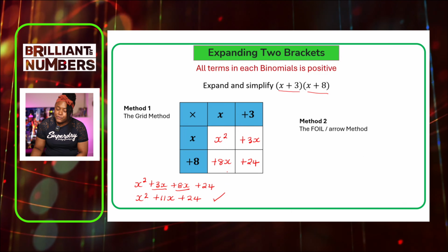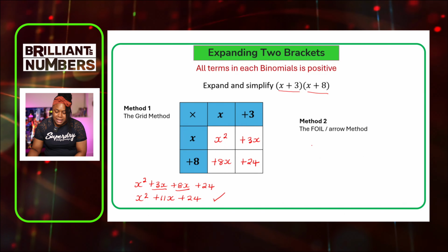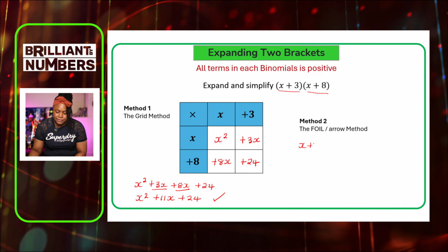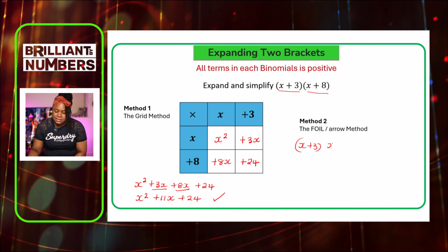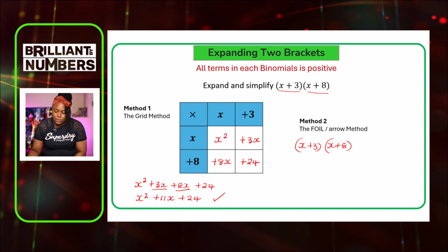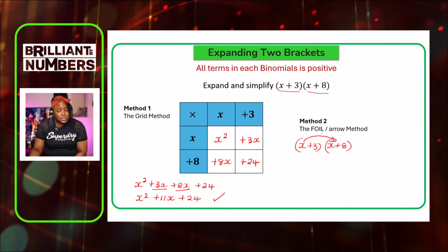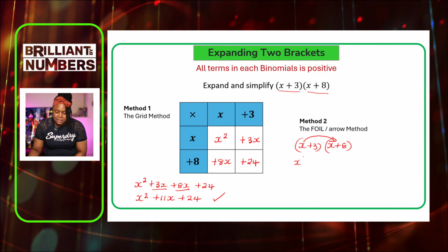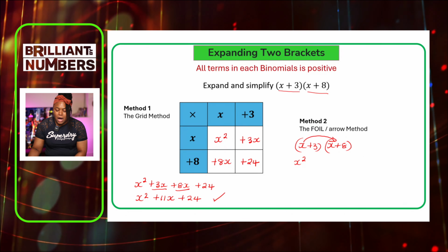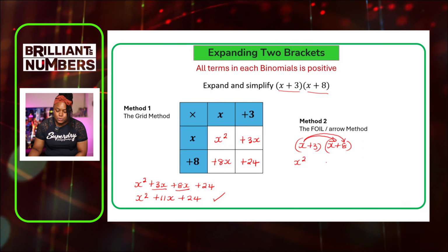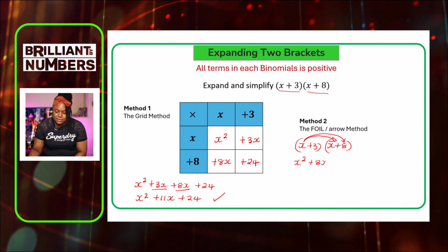Now on to the FOIL method. For the FOIL method, F means first. I'm going to do x add 3 and x add 8. I need to do x times x, which is my first. So x times x is x squared. I then do the outers. The two outers are x times 8, which is positive 8x.